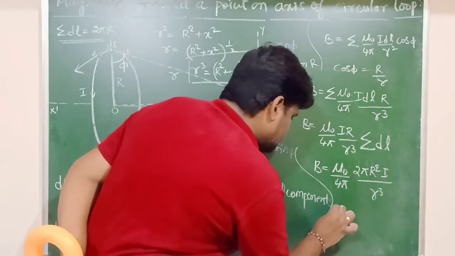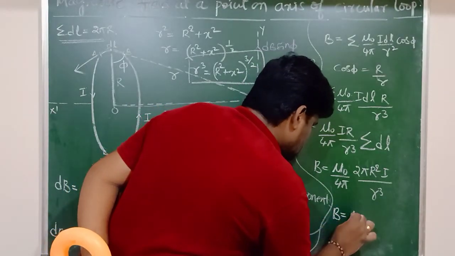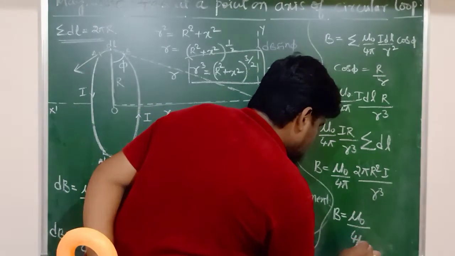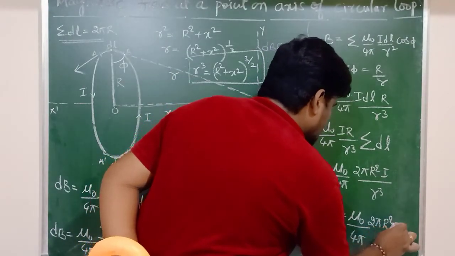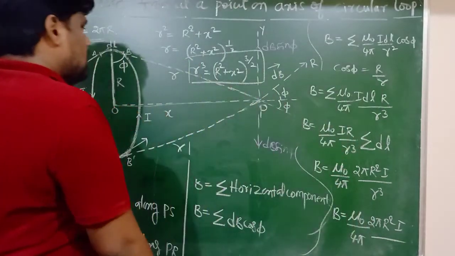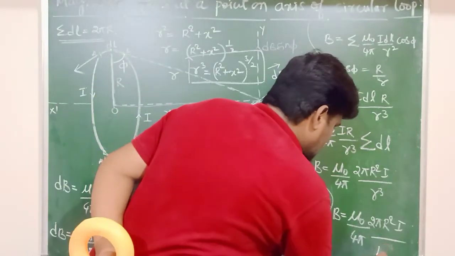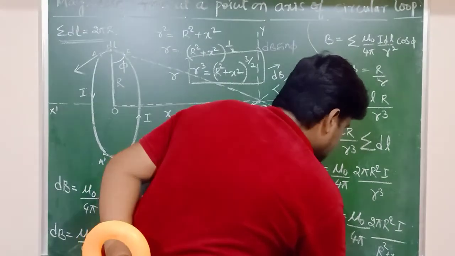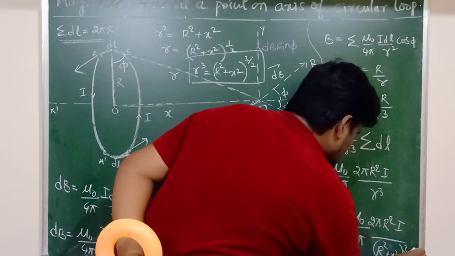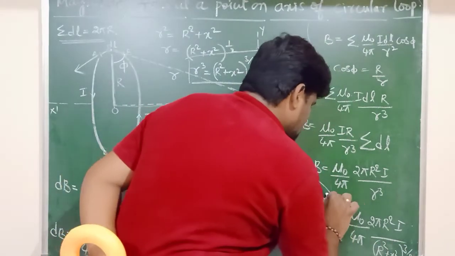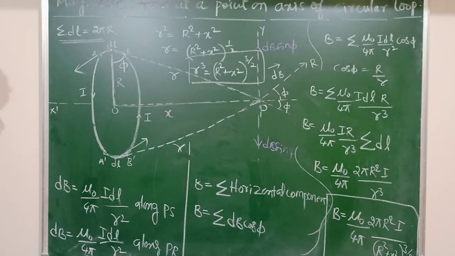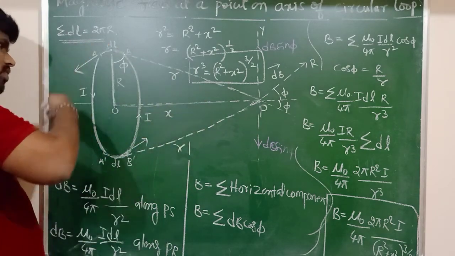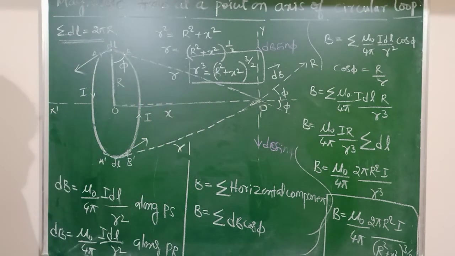Substitute here, then B equals mu naught divided by 4 pi, 2 pi R square I divided by R square plus x square whole power 3 by 2, which is the expression for the magnetic field at a point P on the axis of a circular loop carrying current.